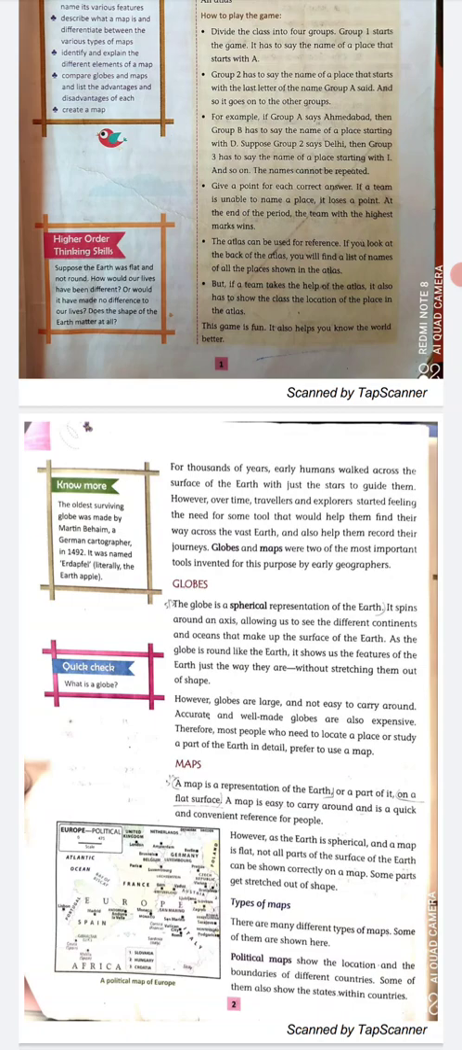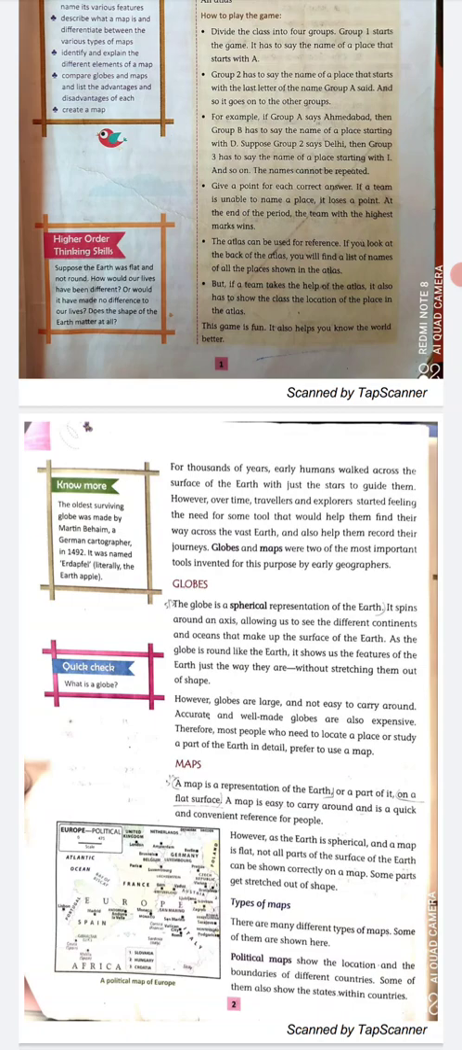Okay, what is a globe? A globe is a model or representation of the earth. And a map is a representation of the earth or a part of it on a flat surface. That is the difference. A globe is a model of the earth and a map is a representation of the earth on a flat surface. Okay, is this clear to all of you?